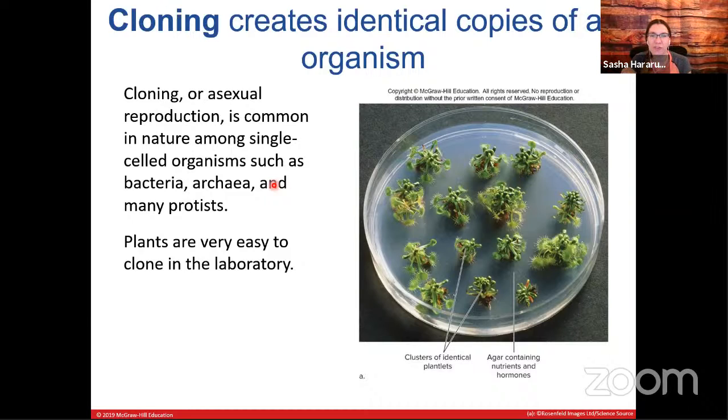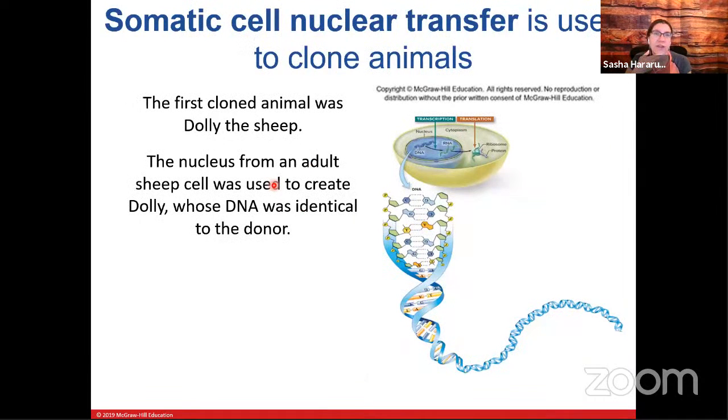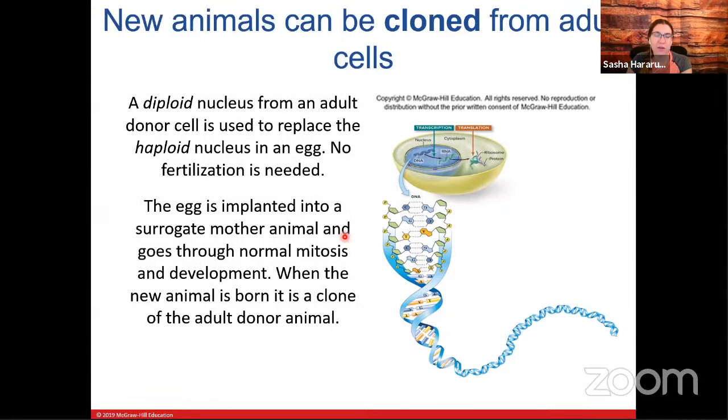However, with animals, it's not the case because animals do not reproduce asexually; they reproduce sexually. So cloning in animals is done using somatic cell nuclear transfer, and I'm going to go over it in more detail in a bit. The first cloned animal was Dolly the sheep, and the way it was created was that the nucleus from an adult sheep cell was used to create Dolly, the clone sheep, whose DNA was identical to the donor. So what is this somatic cell nuclear transfer?